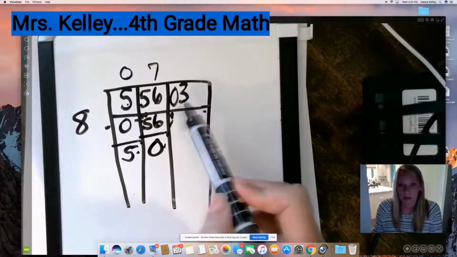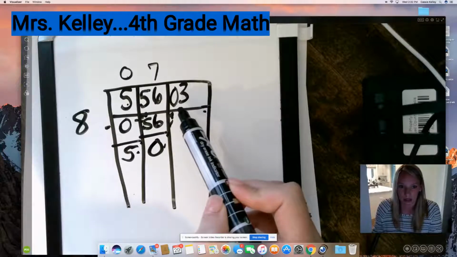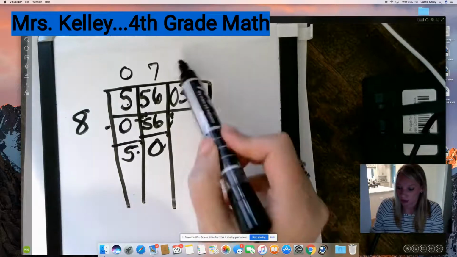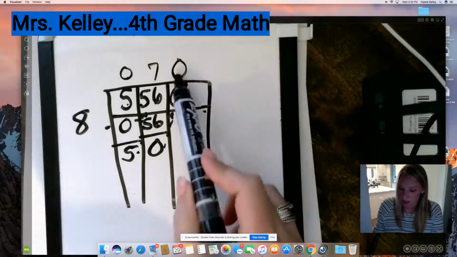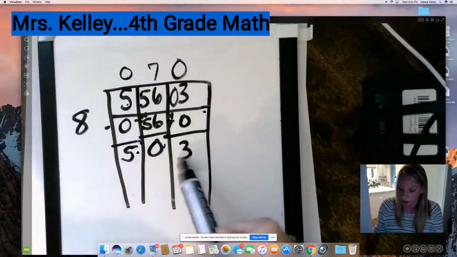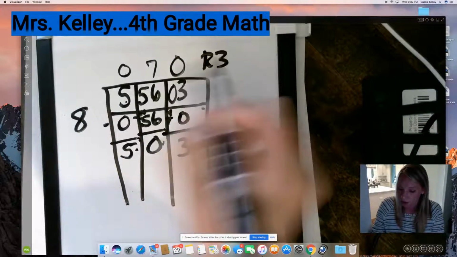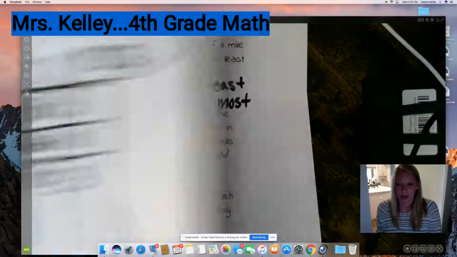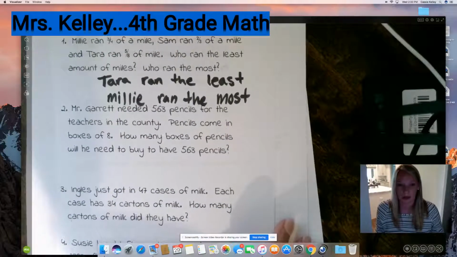Having a 0 in front of this number doesn't change it. It's still just 3, okay? So how many times will 8 go into 3? 0 times. 0 times 8 is 0, and 3 minus 0 is 3. So he needs 70 remainder 3 boxes of pencils.